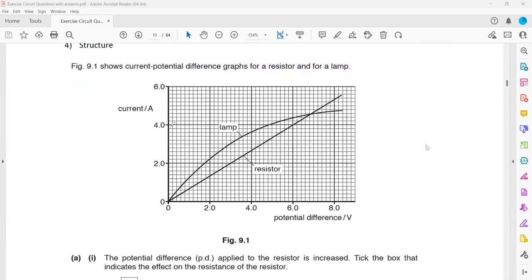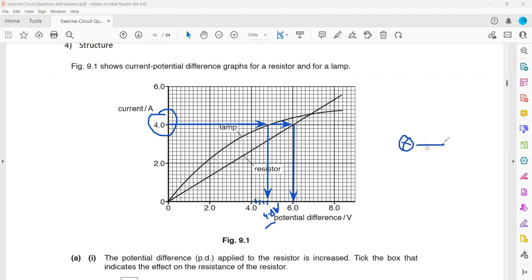When the current is 4 ampere in the lamp, what is the voltage across the lamp? So this is the voltage across the lamp. And what is the voltage across the resistor? This will be the voltage across the resistor. Each box on the x-axis represents 0.2, so 4.2, 4.4, 4.6, 4.8. So this is 4.8 volts and this one is 6 volts.